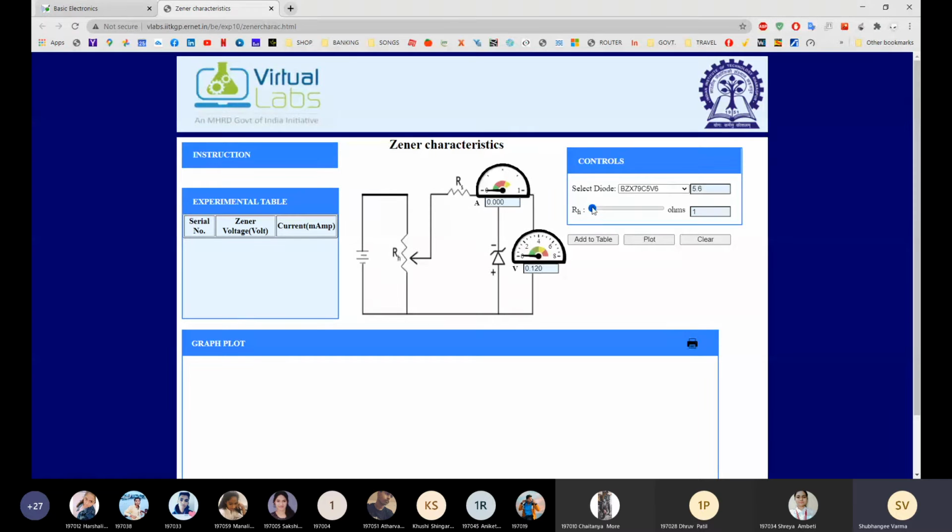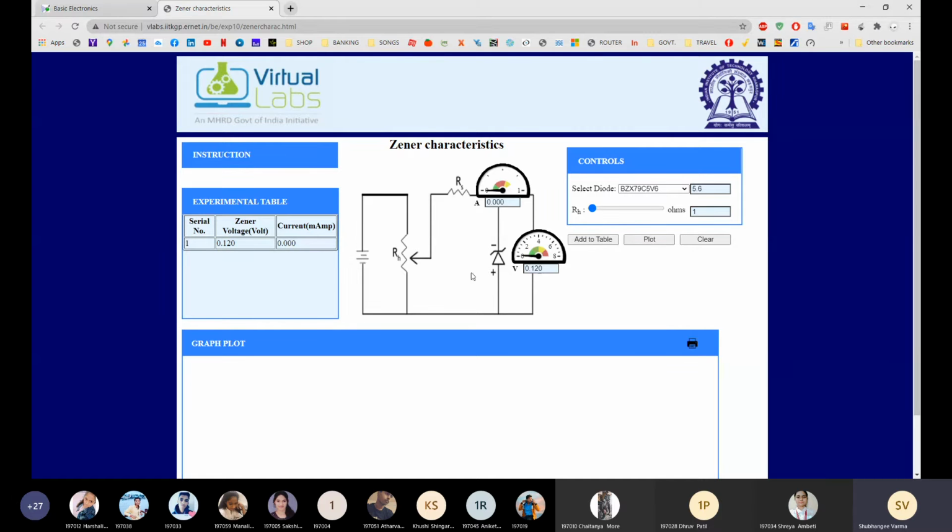See, now the resistance is 1 ohm. 1 ohm is a very small value, so near about 0 only. Here, this is your first reading. We have selected this Zener diode having the voltage 5.6. 5.6 is the Zener voltage. Now we will add this value to the table. See, this is your first value.